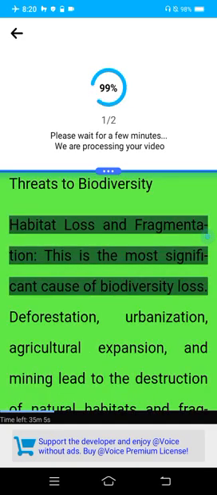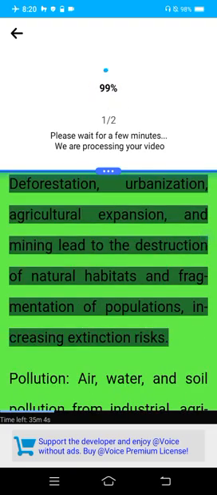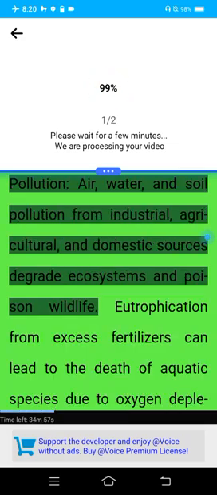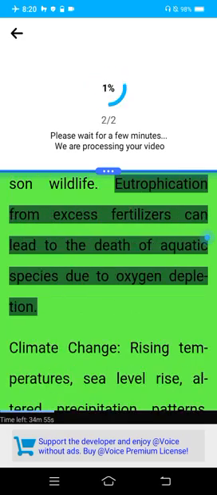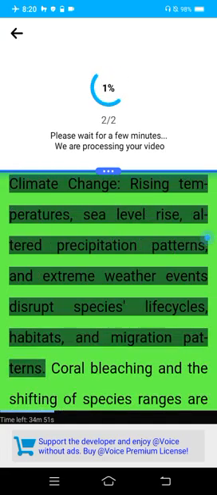Threats to biodiversity. Habitat loss and fragmentation. This is the most significant cause of biodiversity loss. Deforestation, urbanization, agricultural expansion, and mining lead to the destruction of natural habitats and fragmentation of populations, increasing extinction risks. Pollution. Air, water, and soil pollution from industrial, agricultural, and domestic sources degrade ecosystems and poison wildlife. Eutrophication from excess fertilizers can lead to the death of aquatic species due to oxygen depletion.